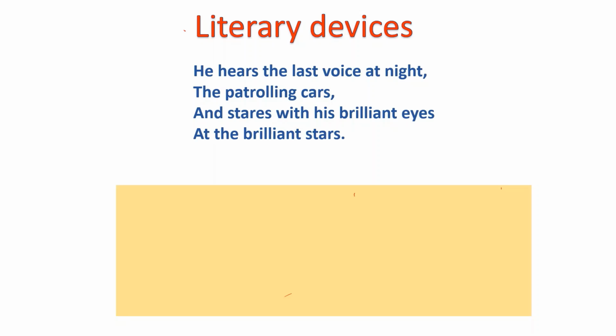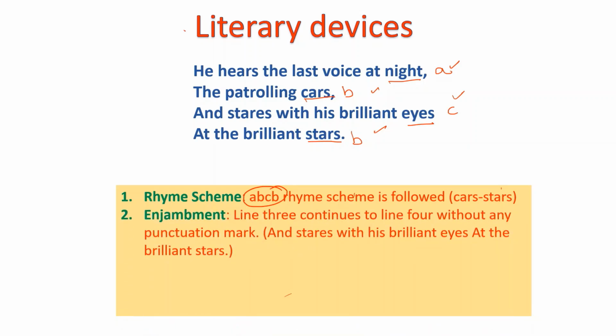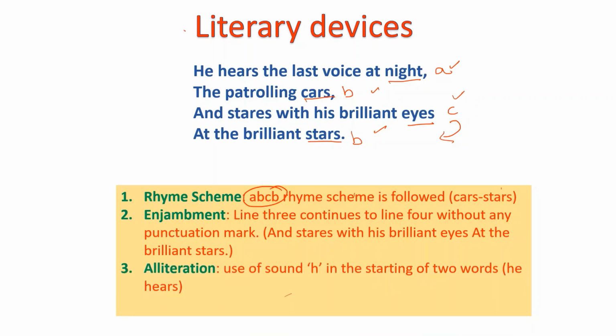Let's study the literary devices. The first one is rhyme scheme. The same rhyme scheme. Night is A, cars and stars are both B, and eyes is C. So the rhyme scheme is A, B, C, B. The next literary device is enjambment. Enjambment is the continuation of the same line. And the stars with his brilliant eyes, ये line continue हो रही है to at the brilliant stars. So it is enjambment.